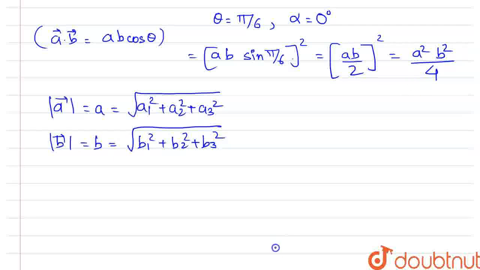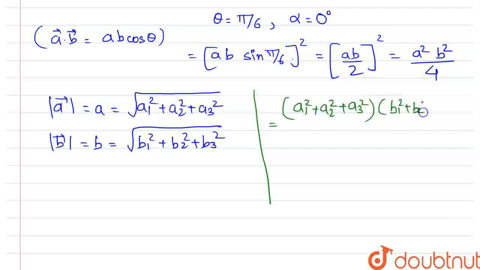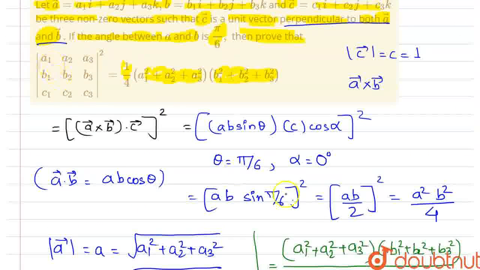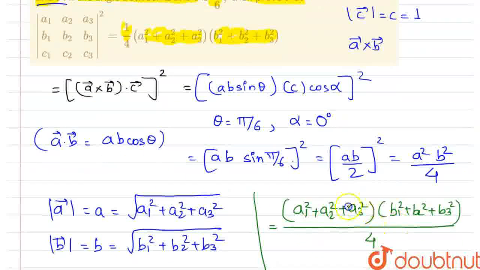So now we can put those values here. So this will be equal to, in place of A, I will put this. So A square will be equal to A1 square plus A2 square plus A3 square, and the value of B square will be equal to B1 square plus B2 square plus B3 square, and divided by 4. So we got the value of this determinant whole square as this, and this is what we needed to prove.